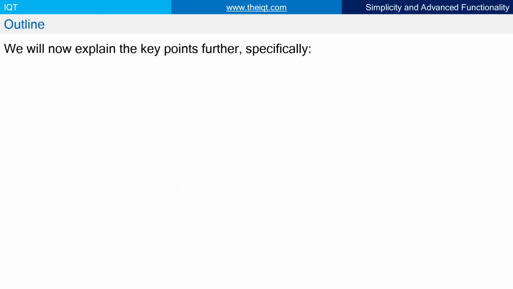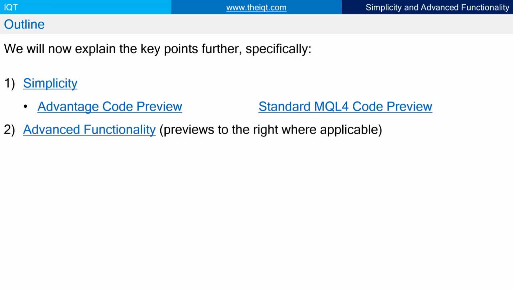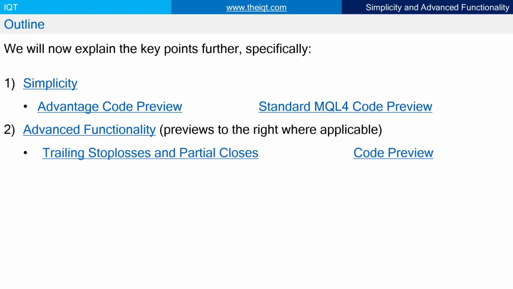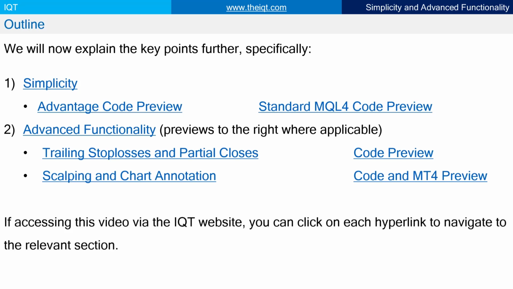We will now explain the key points further, specifically. 1. Simplicity. Advantage Code Preview. Standard MQL4 Code Preview. 2. Advanced Functionality previews to the right where applicable. Trailing stop-losses and partial closes, Code Preview. Scalping and chart annotation, Code and MT4 preview. If accessing this video via the IQT website, you can click on each hyperlink to navigate to the relevant section.